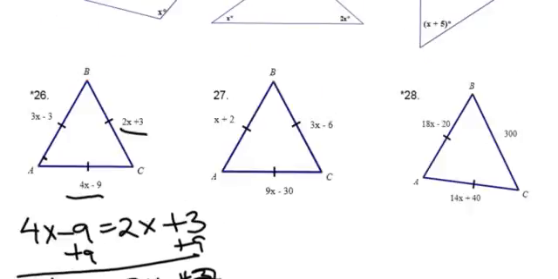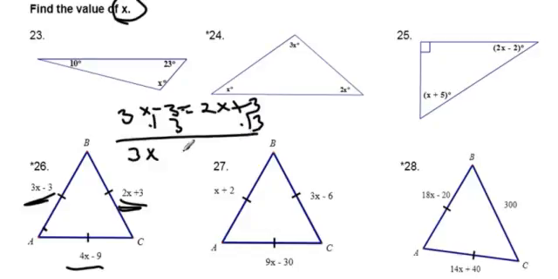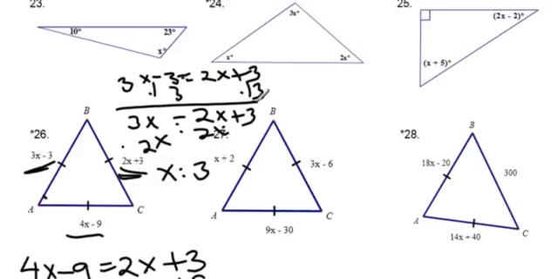All right, I'm going to pick another set of 2 sides. 3x minus 3 equals 2x plus 3. So I'm going to add 3 to both sides. So I get 3x equals 2x plus 6. Sorry, 3 plus 3 is 6. Subtract 2x, and I get x equals 6.